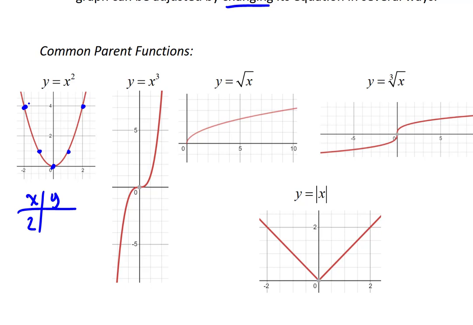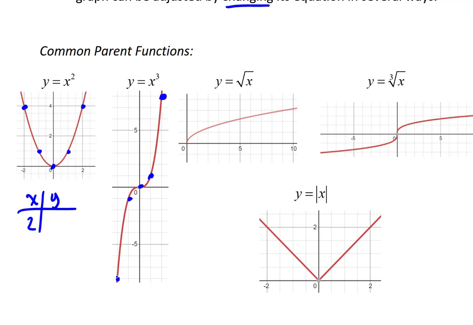Our next parent function is y equals x cubed. This function has, in the same way, a point at 0, 0, a point at 1, 1, 1 cubed is 1, and then a point at 2, 8, 2 cubed is 8. And so those basic points will reside on the positive side of x's for us. And then on the left side, or going negative, when x is negative 1, we get negative 1 as an output. So there's a point at negative 1, and then negative 2, negative 8.